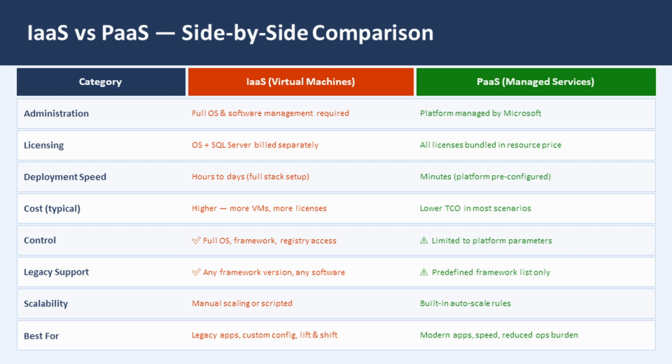Scalability. PaaS has built-in auto-scaling rules that respond to traffic. IaaS scaling requires more deliberate configuration. And in the bottom row, you can see the pattern. IaaS excels for legacy workloads, highly customized environments, and lift-and-shift migrations. PaaS excels for modern applications where you want to move fast and minimize operational burden.